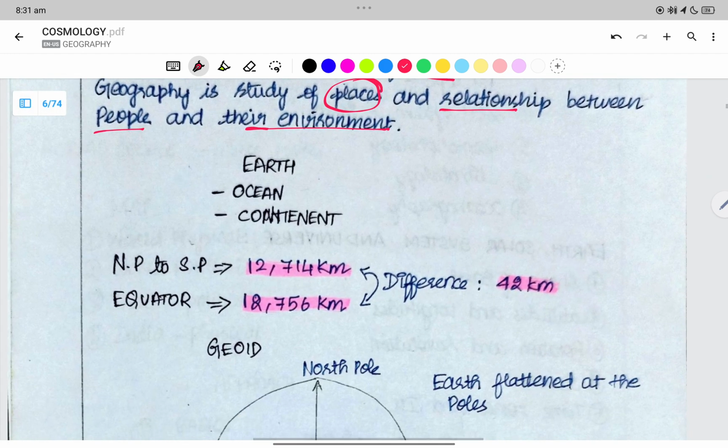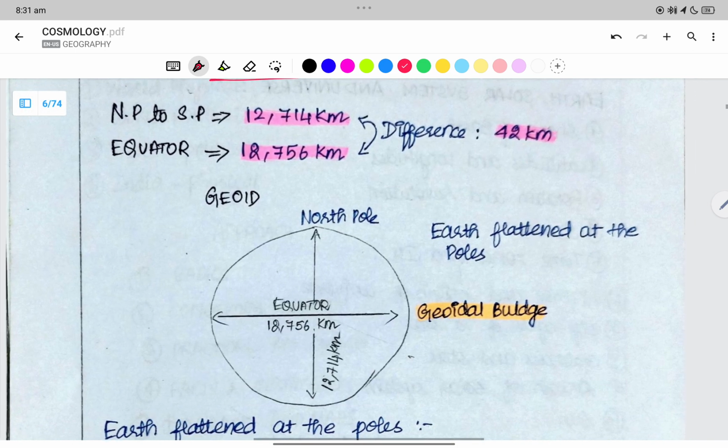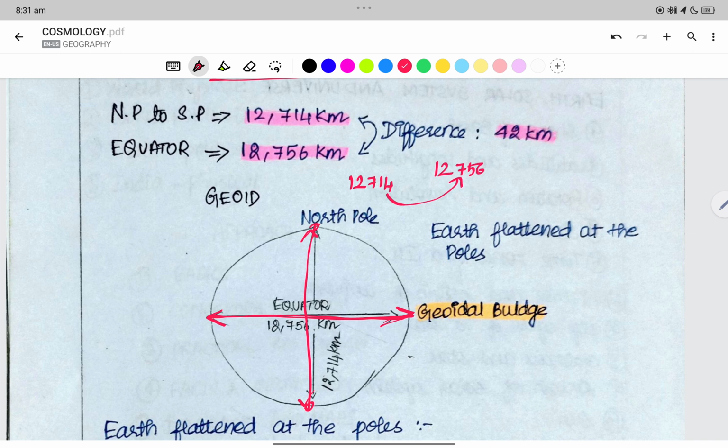Now we are going to look into the concepts related to earth first. When we see earth, it consists of oceans and continents. The distance from the North Pole to the South Pole is 12,714 km, whereas the distance across the equator is 12,756 kilometers. So the difference between north-south and equator is 42 kilometers.